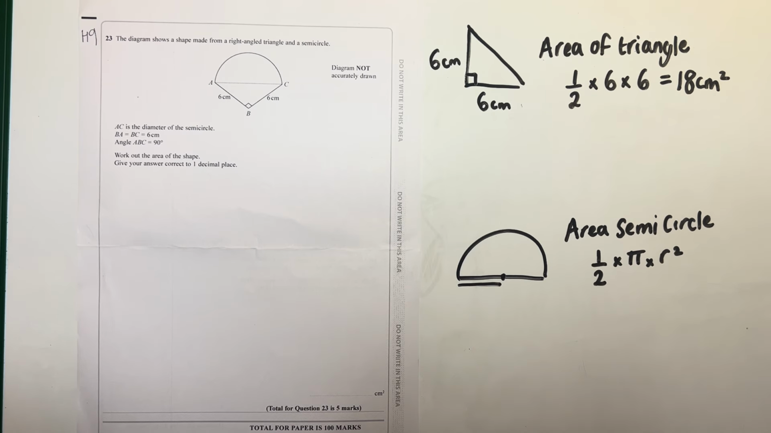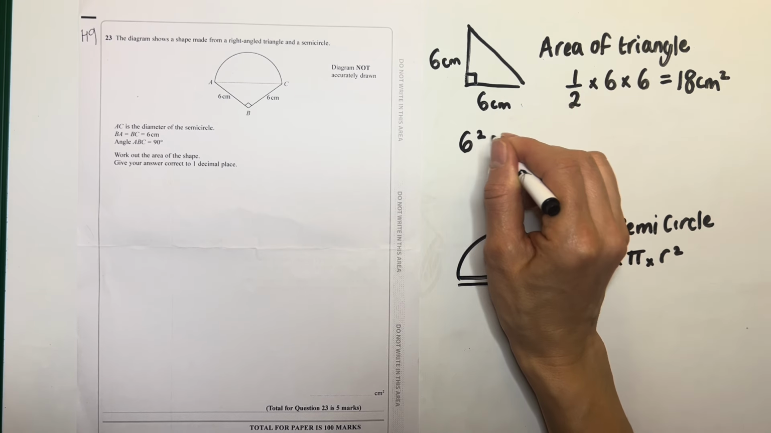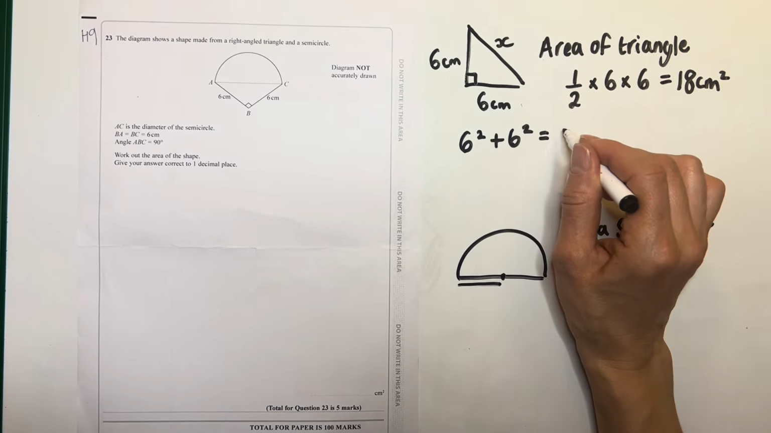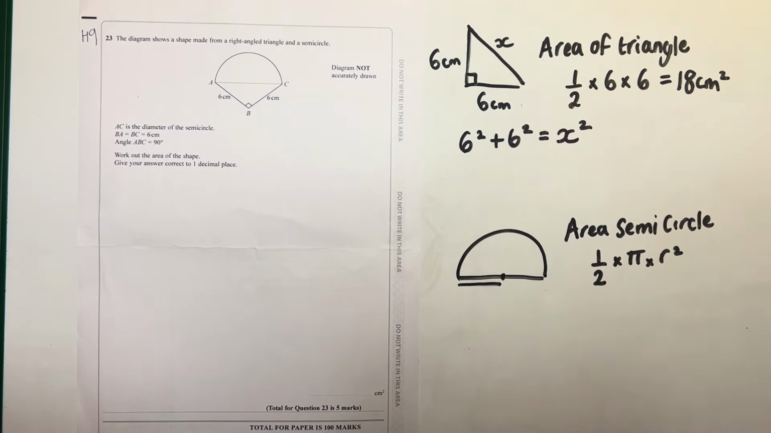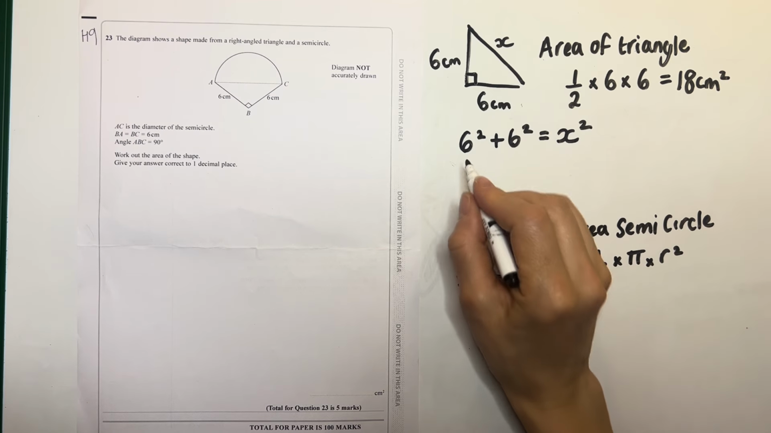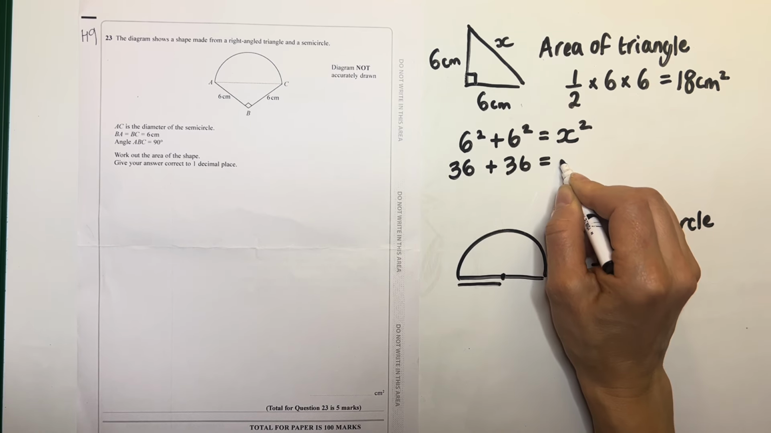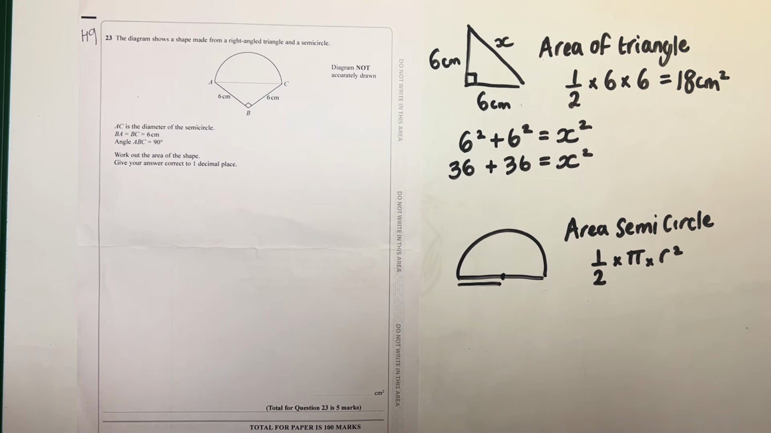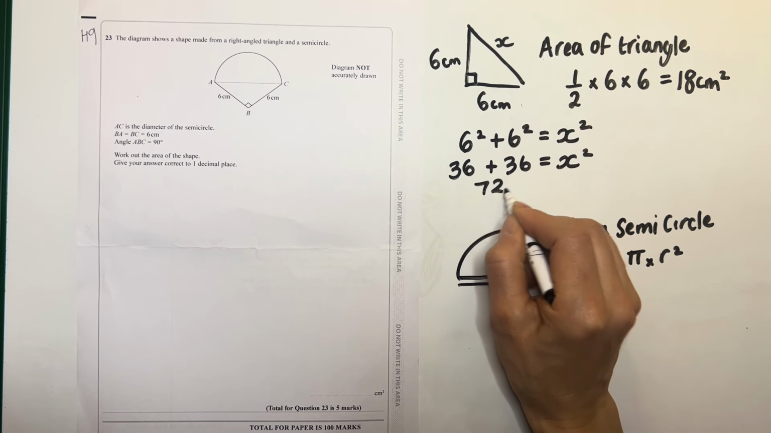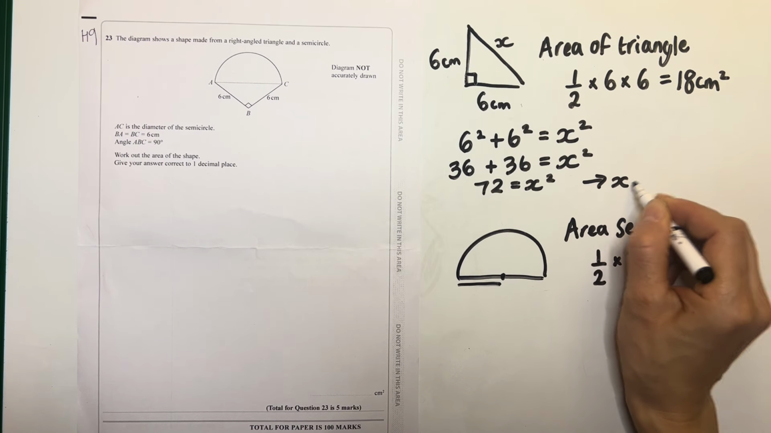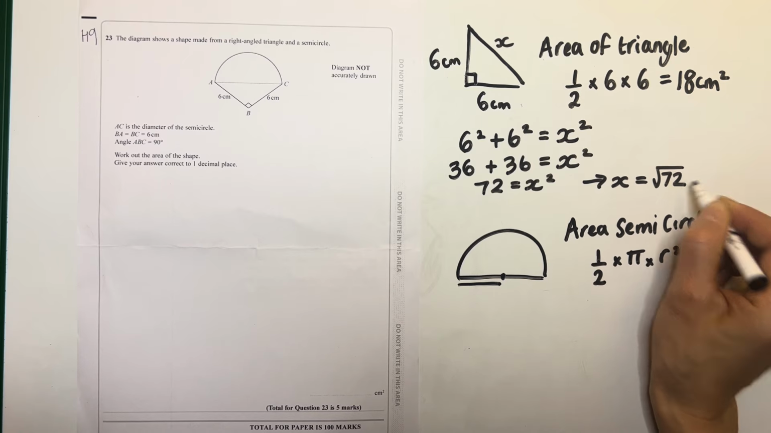And Pythagoras says if we add the square of the two sides, that will be the same as the hypotenuse squared. I've used x to label my hypotenuse. And this means we've got 36 add 36 is the same as x squared. So 72 is x squared, which means that x will be the square root of 72.